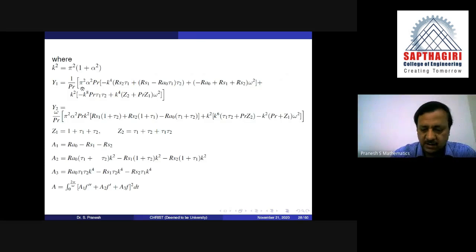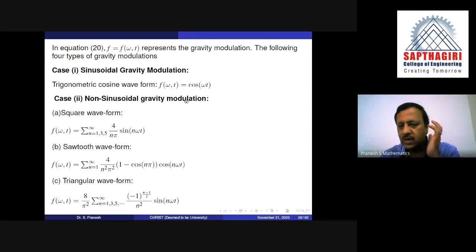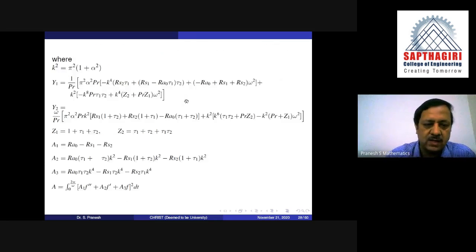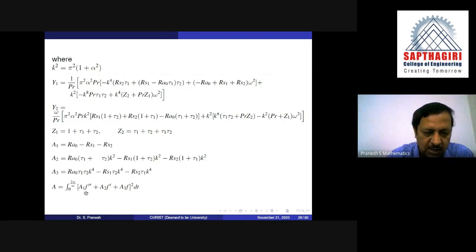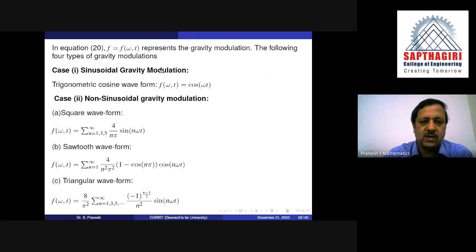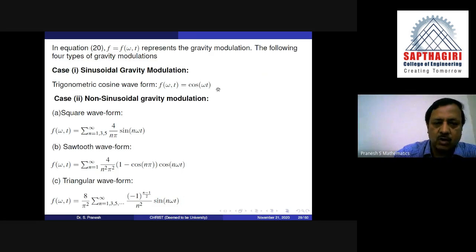Now the expressions are given by this, and as explained earlier, we calculate RA2 with this difference. In A, we have F double dash, F dash, and F whole square, and to evaluate these we use F. F is given, as I said, as a sinusoidal, that is a cosine modulation. So we substitute F as cos omega t, evaluate that, and we get the Rayleigh number correction for cosine modulation. Similarly, for the other three modulations, we get this here.